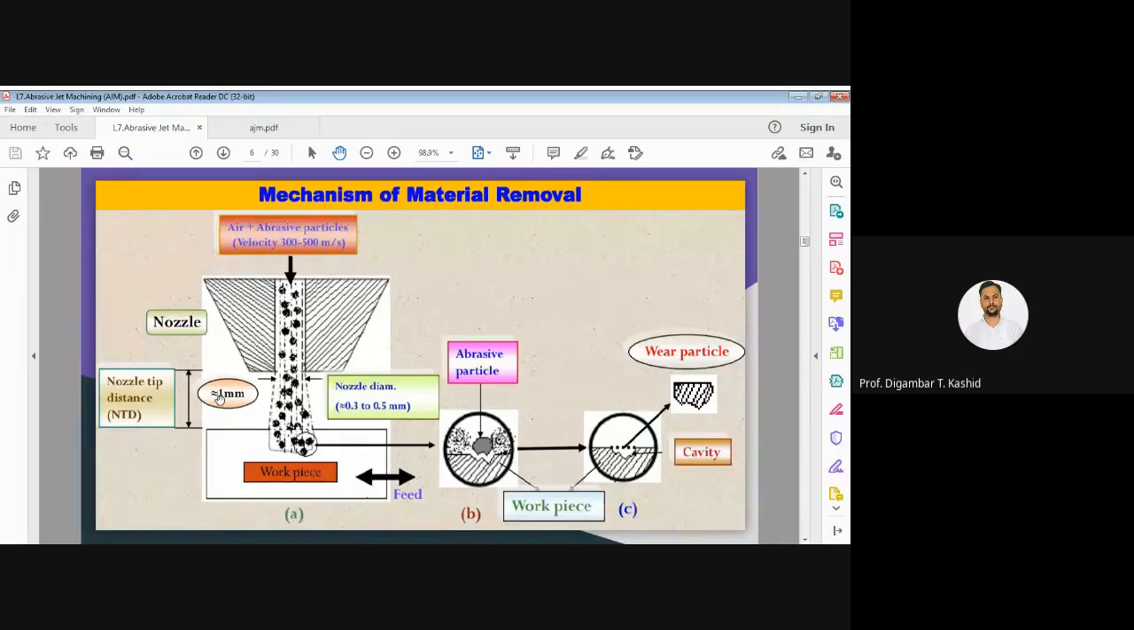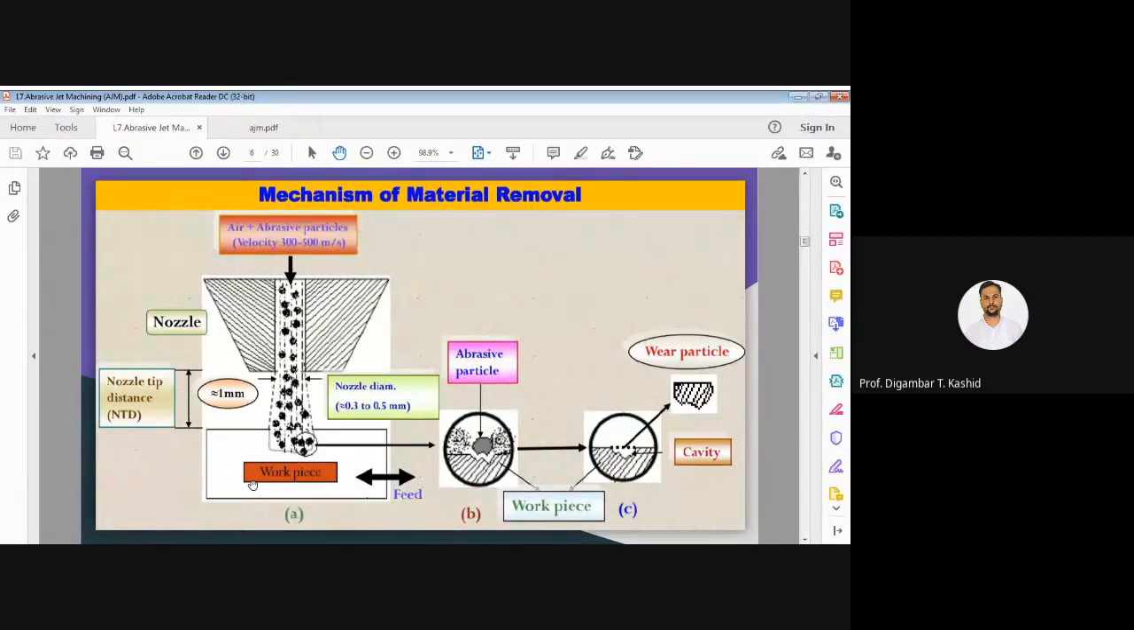Okay, now as you can see here, when an abrasive particle hits this workpiece surface, it fractures the workpiece. If your workpiece is brittle and hard, that time only brittle fracture will be there. And if your metal is ductile, then deformation of your workpiece will take place.